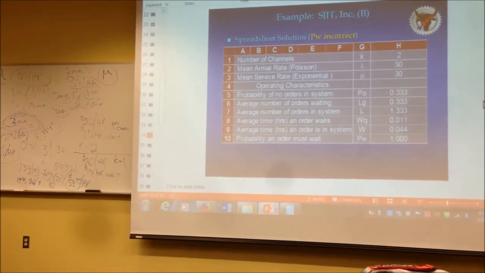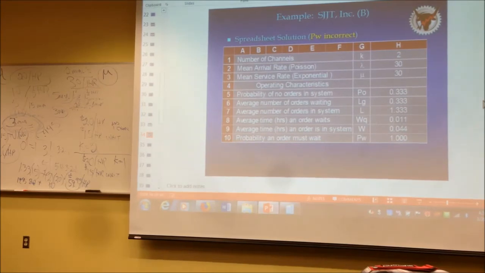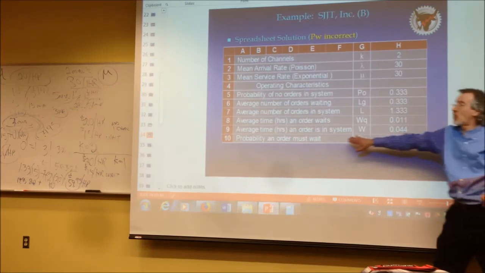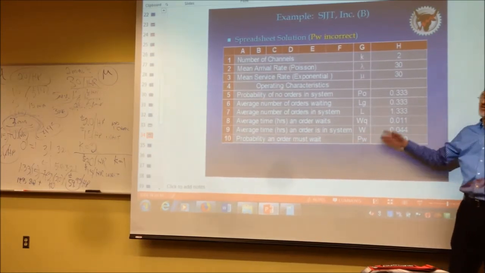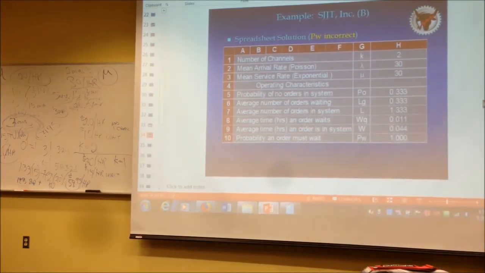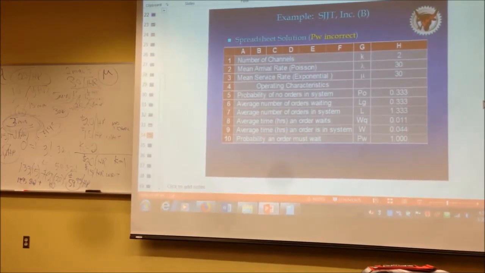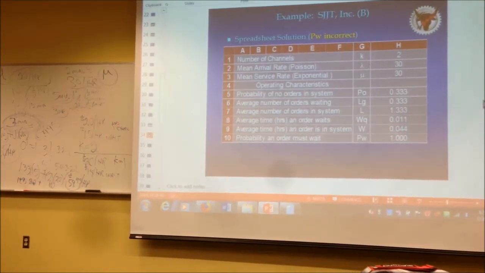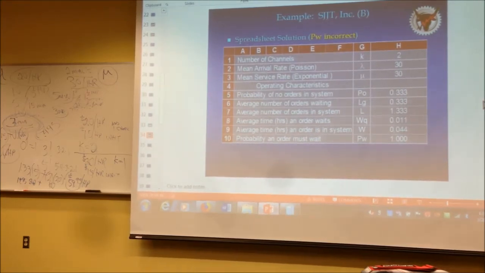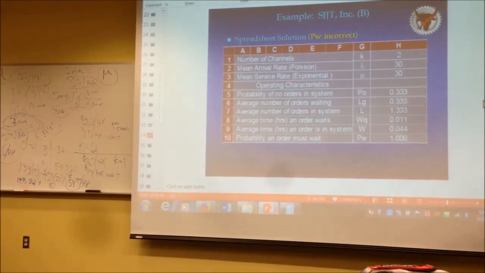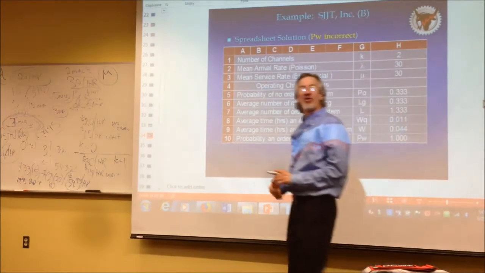Now, some people say, I still want to spend a little more, even though it's going to cost me more per hour, because I need to bring that probability of an order having to wait down. But if the probability of an order having to wait is so huge, then the cost involved of a person having to wait will be higher than average. And that will automatically take that into consideration and still bring you to the perfect amount right there at the bottom of the trough, at the bottom of the U curve. That's the perfect amount that you should schedule for service channels.